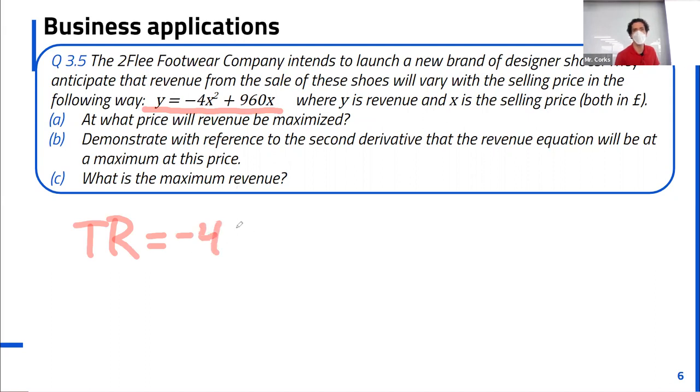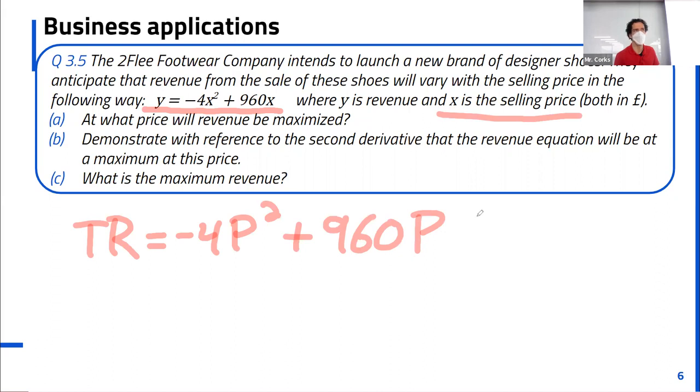-4P squared. This one says X is the selling price. So -4P squared plus 960P. Okay. So in this case, usually we were looking at these in terms of Q. Here we don't have a cost equation we're trying to combine it with, so it doesn't really matter.